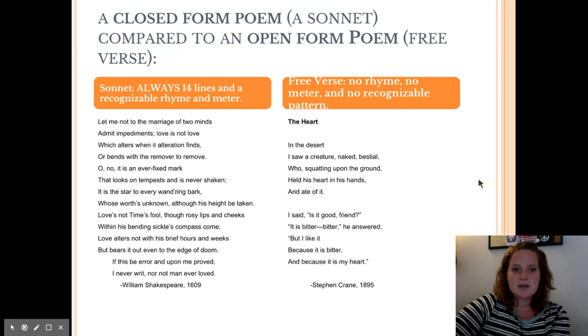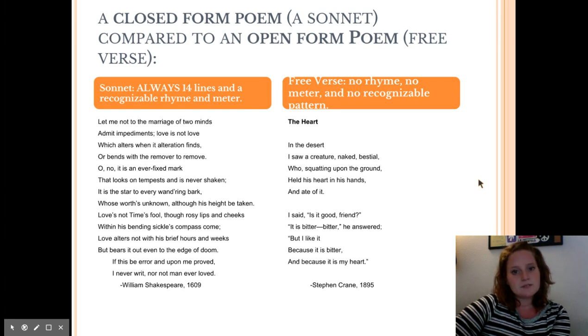Let me not to the marriage of two minds admit impediments. Love is not love which alters when it alteration finds, or bends with the remover to remove. Oh no, it is an ever-fixed mark that looks on tempests and is never shaken. It is the star to every wandering bark, whose worth's unknown, although his height be taken. Love's not time's fool, though rosy lips and cheeks within his bending sickle's compass come. Love alters not with his brief hours and weeks, but bears it out even to the edge of doom. If this be error and upon me proved, I never writ, nor no man ever loved.